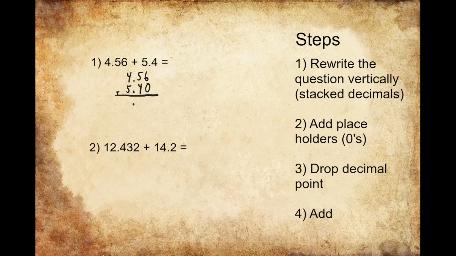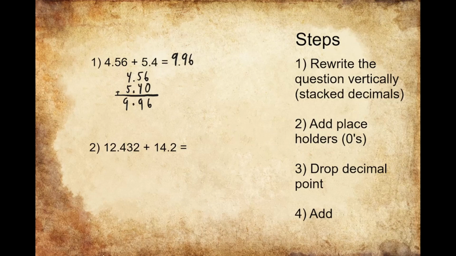So now that we've done all of this, we can just start adding here. We can see in the hundredths place that 6 plus 0 gives us 6. Next, in the tenths place, 5 plus 4 gives us 9. And lastly, in our ones place, 4 plus 5 gives us 9 once again. So 4 and 56 hundredths plus 5 and 4 tenths gives us 9 and 96 hundredths.